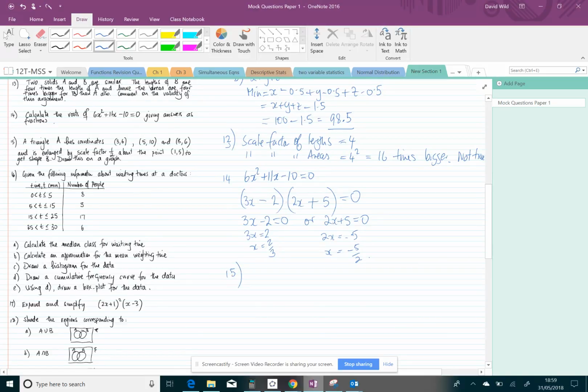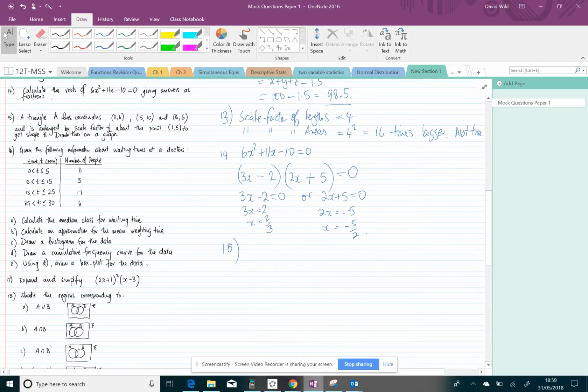Question 15, I'm not going to do that one on here. Draw a graph, and I might do it later if I've got time, so I'll just miss that one out for a minute. Rush for time. Given the following information, waiting times at a doctor's, calculate the mean, the median class.